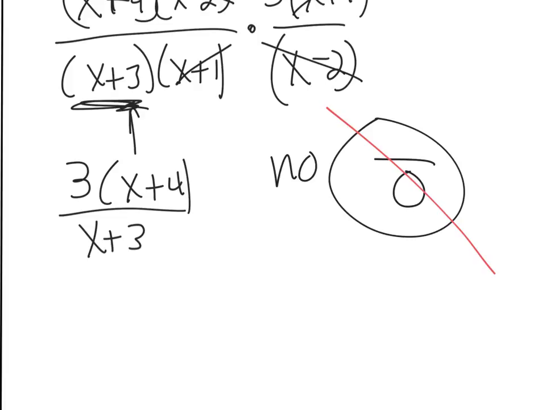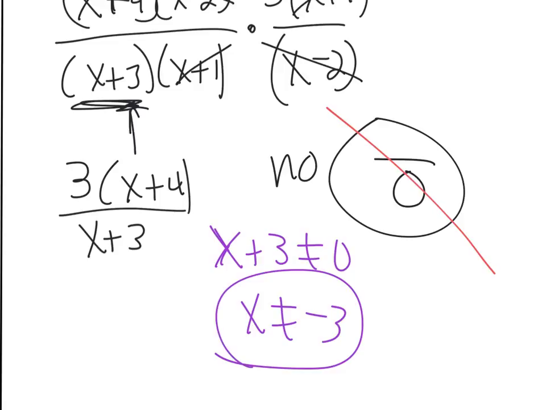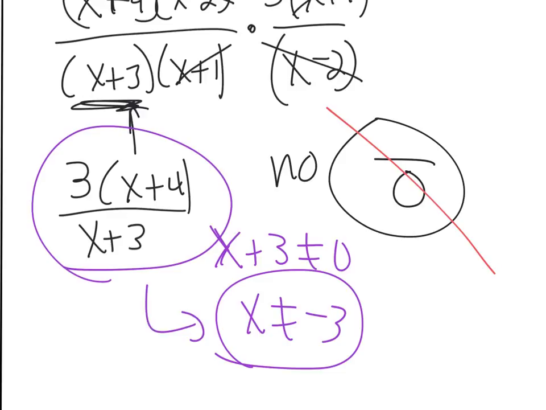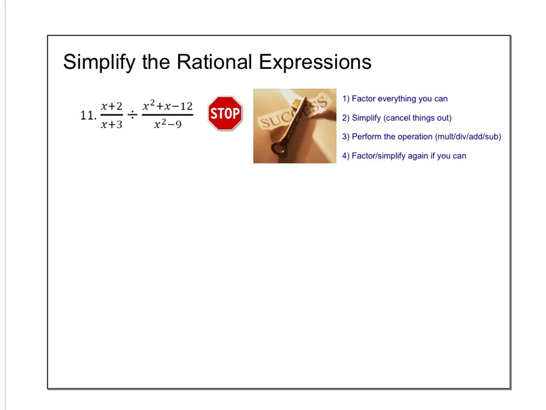So, if there's any situation where my denominator could possibly be 0, I have to say, you know what, x cannot equal this thing. So here, I've got to say x plus 3 cannot equal 0, so x cannot equal negative 3. So that's kind of my rule, my limitation. Here's my simplified answer, but x can't equal negative 3.